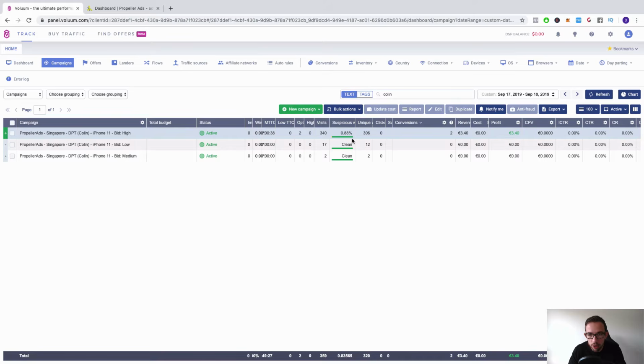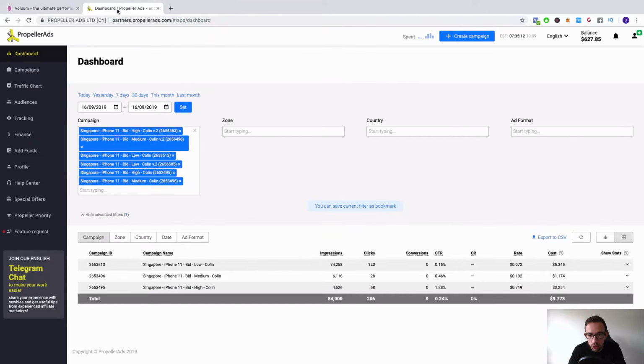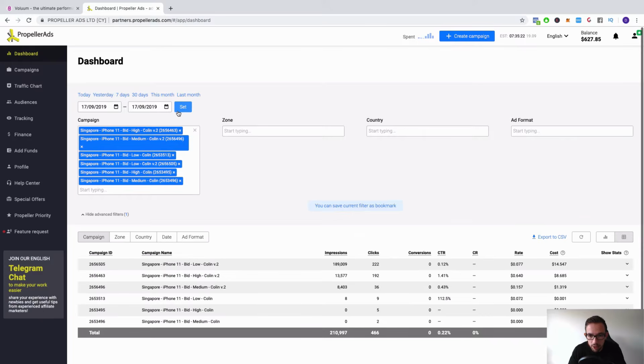Anyhow, €3.40 revenue and $9 spend, so it's like minus 70% ROI, which is okay, it's small money for us, doesn't really matter. So let's go to the 17th and see what happened there.